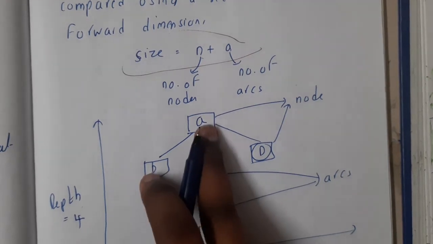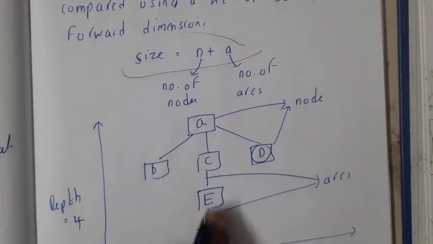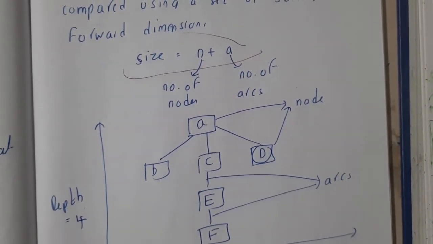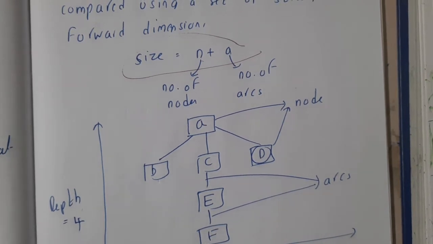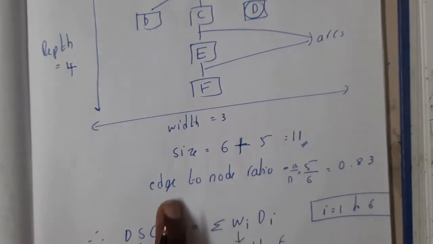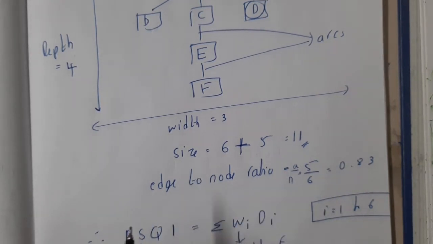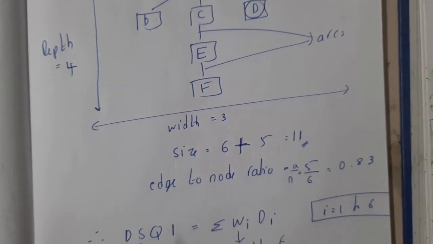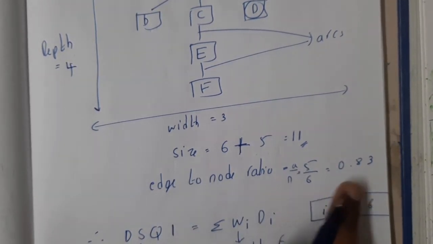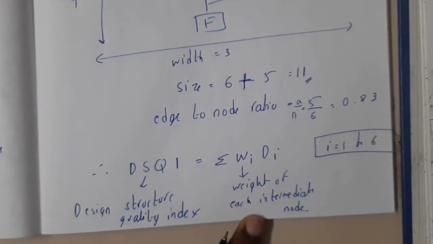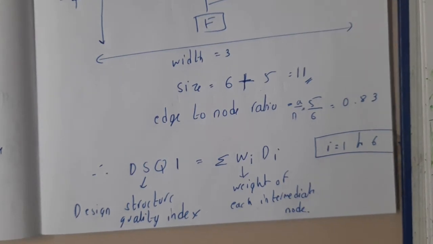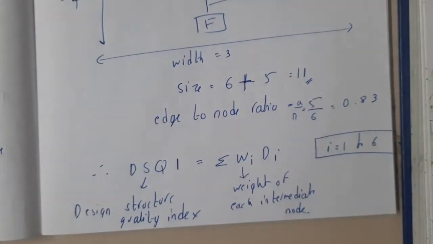Okay, so initially you will say the number of nodes is 6 and the number of arcs is 5, right? So we have the minimum arcs, so the minimum arcs will be 5. So the total size will be 6 plus 5, that is 11. And the edge to node ratio, the number of edges by the number of nodes, is 5 by 6, that is 0.83. At the end you will be deriving this formula, guys. I don't know where we got this formula from, but this is the final formula which was given in the textbook, so I have just written it for our reference.